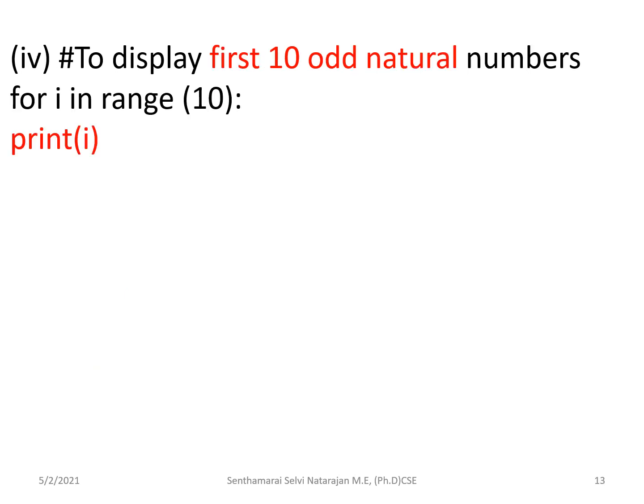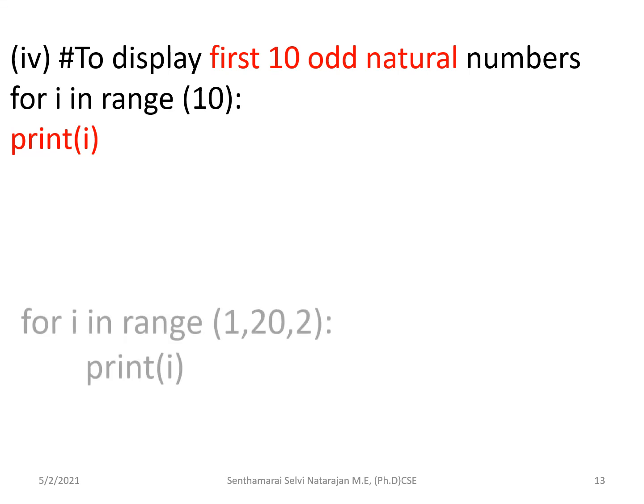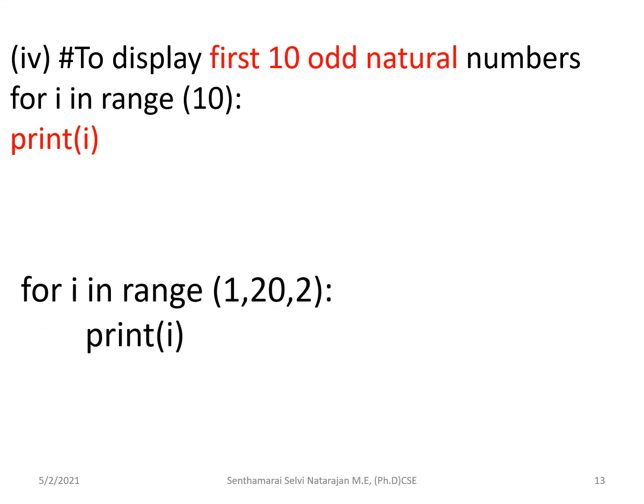Each and every number is added with 2, and you can get the answer. Next, moving to the fourth one, again 10 odd natural numbers. Here they have used the for loop instead of the while loop. So they have specified the range: for I in range of 10, print of I. Here you have to change the value so that you get the 10 numbers. To get the 10 numbers, you have to make the value 20, and starting from 1 it will be incrementing by 2, and then you will be getting up to 19.